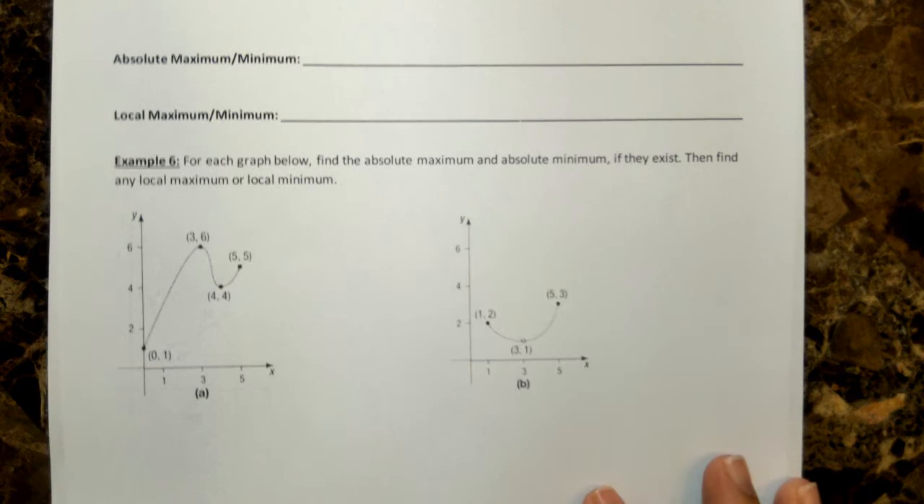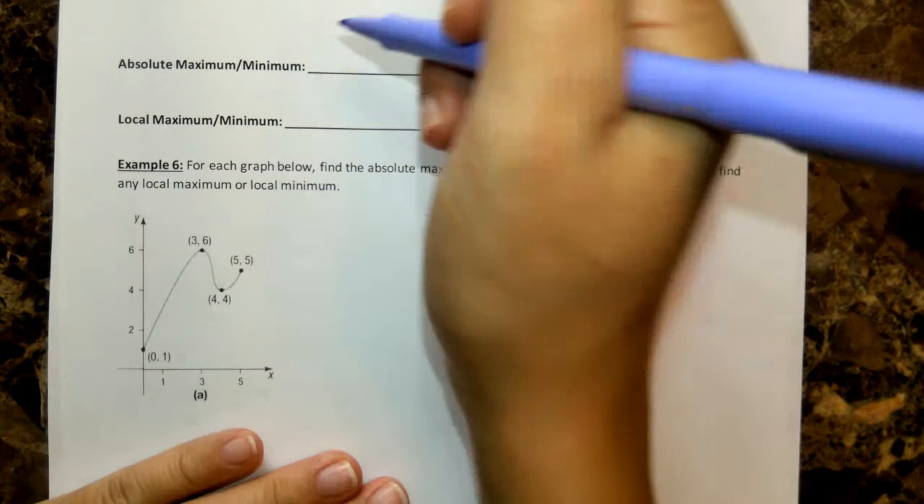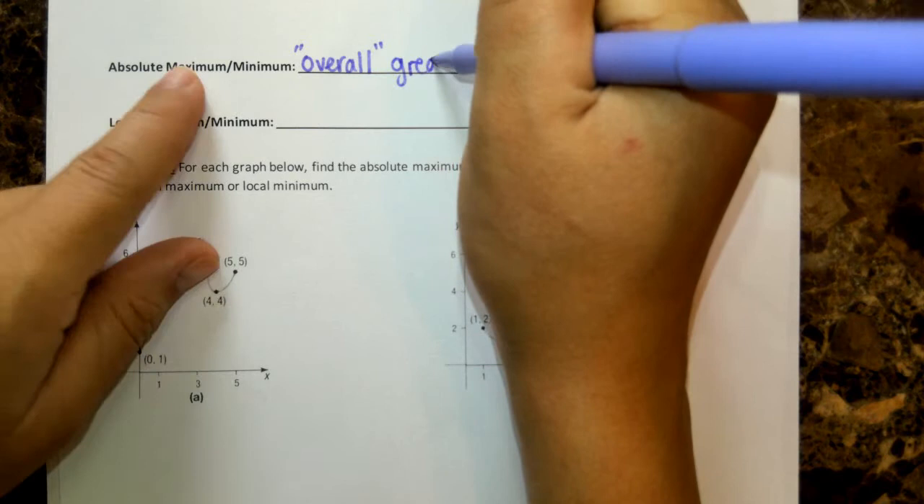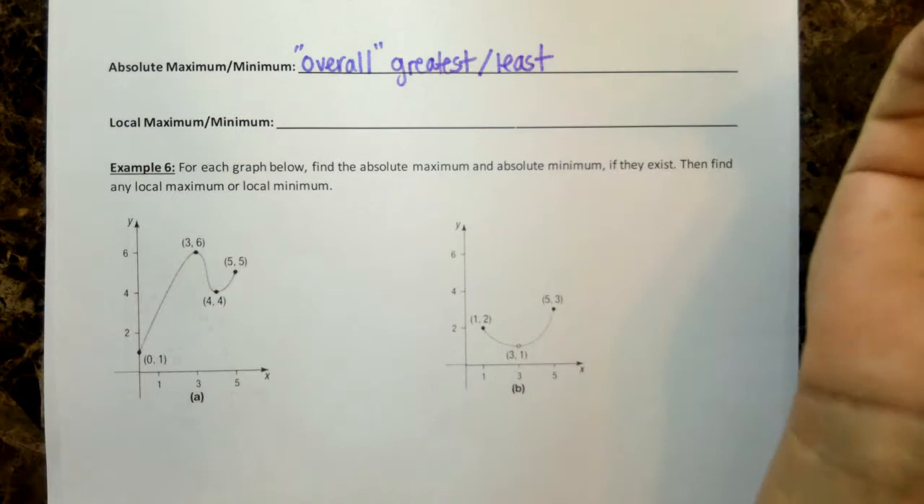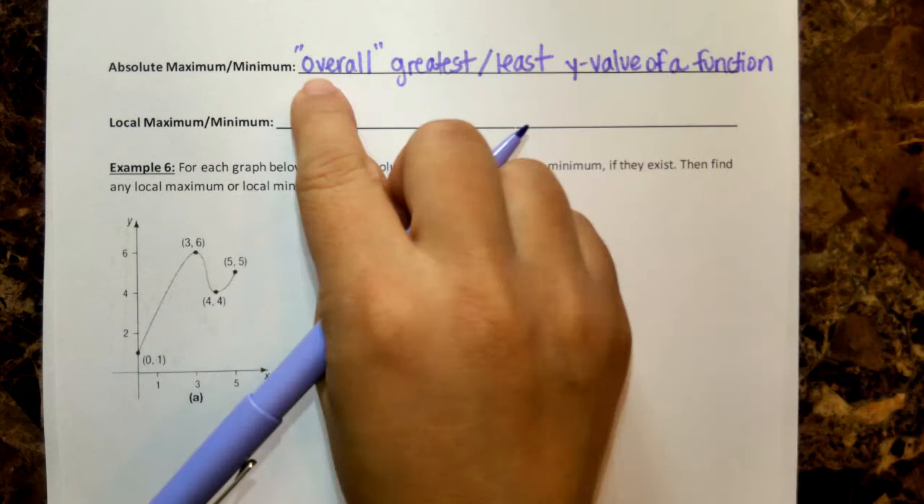The absolute maximum and minimum of a function is really what it sounds. It's the absolute, the overall maximum or minimum. You can even put greatest, meaning maximum, or least, meaning minimum, least y value of a function. Okay, now when I say overall, I mean looking at the entire graph, what is the overall greatest and least y value of a function?